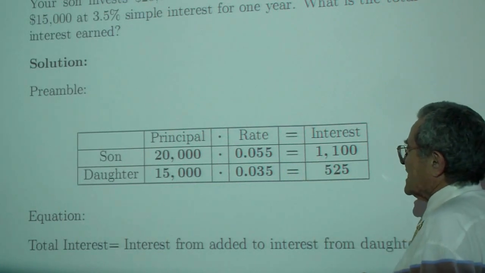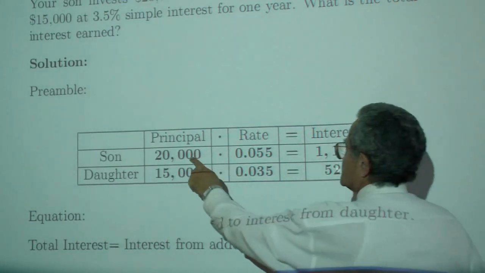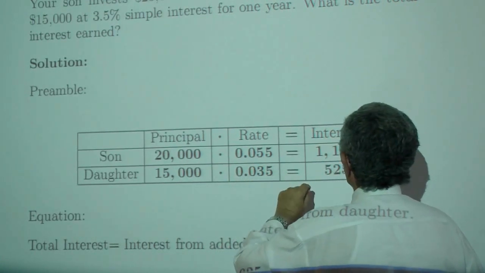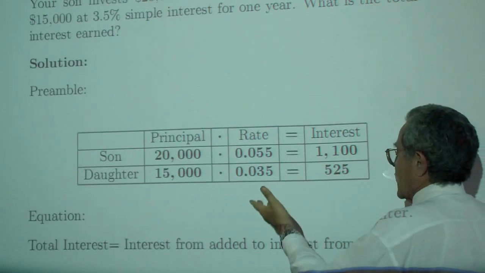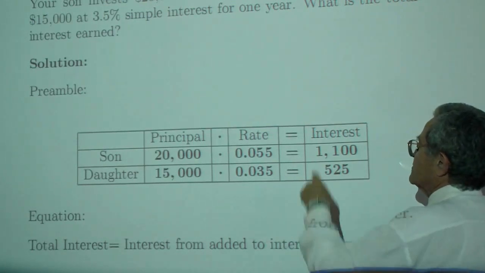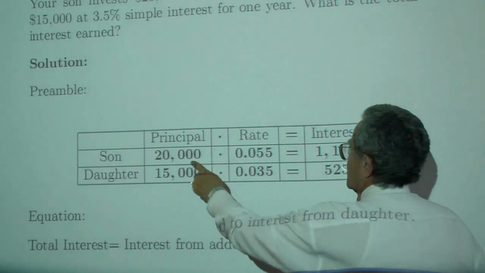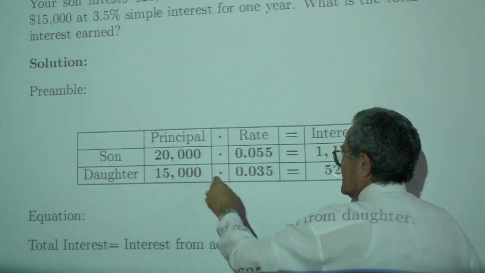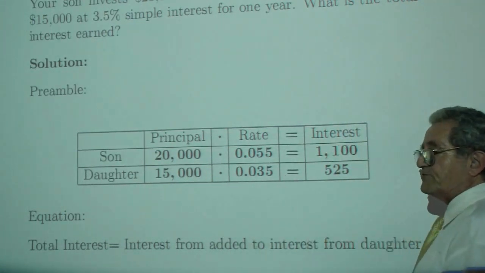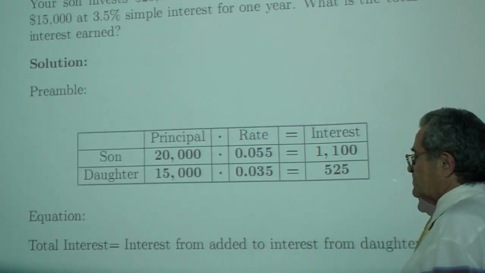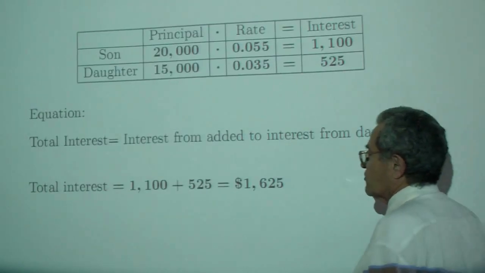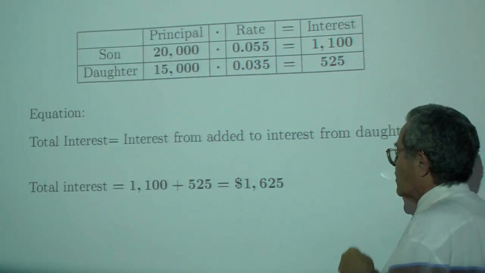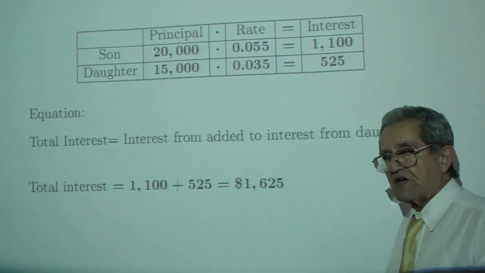Let's make a little table. Your son invests $20,000 at 5.5%, and the time is 1 year, so we won't bother with the column for the time. So the interest is $1,100. Your daughter invests $15,000 at 3.5% interest for a total of $525. And the total interest then is $1,100 plus $525, or $1,625.